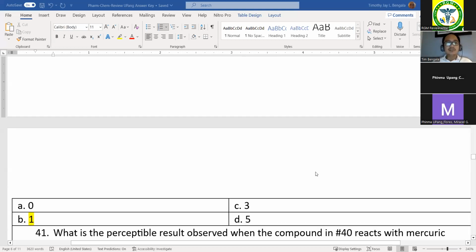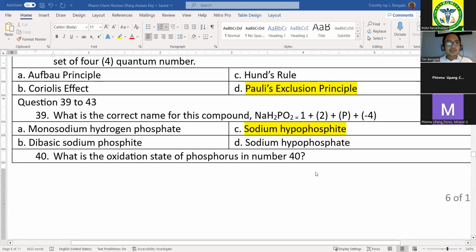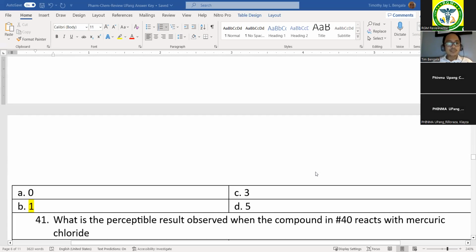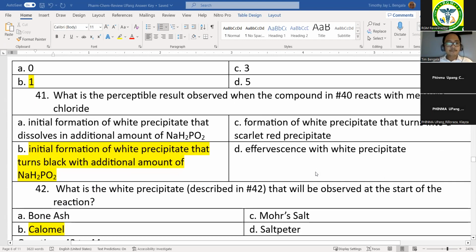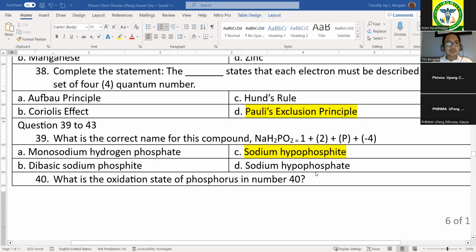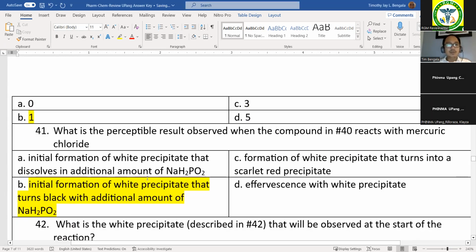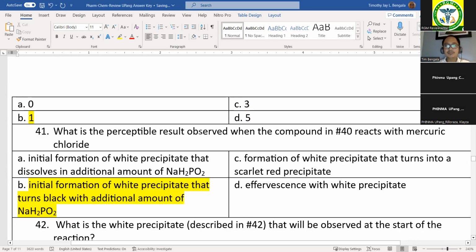Okay, so hopefully you solved for the correct answer. The answer there is letter B. Okay, then for 41, let me do it now. For 41, what is the perceptible result observed when the compound number 40 reacts with mercury chloride?